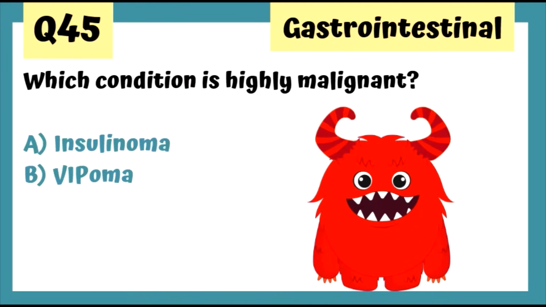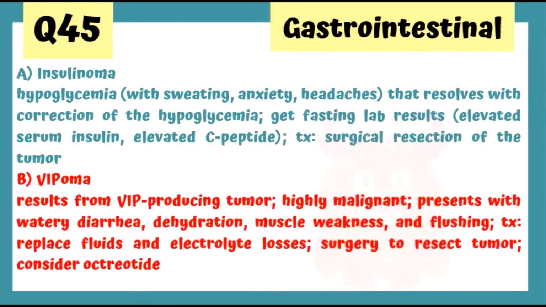Which condition is highly malignant, insulinoma or VIPoma? And the answer is VIPoma. Insulinoma patients present with hypoglycemia, for example, sweating, anxiety, and headaches that resolve with correction of hypoglycemia. We get fasting lab results, and we see elevated serum insulin and an elevated C-peptide because there's so much internal insulin. When it's internal, then we get the elevated C-peptide, as opposed to if someone takes exogenous insulin. And the treatment is surgical resection of the tumor. VIPoma is very malignant. It presents with watery diarrhea, dehydration, muscle weakness, and flushing. Treatment is to replace fluids and electrolyte losses, surgery to resect the tumor, and consider octreotide.